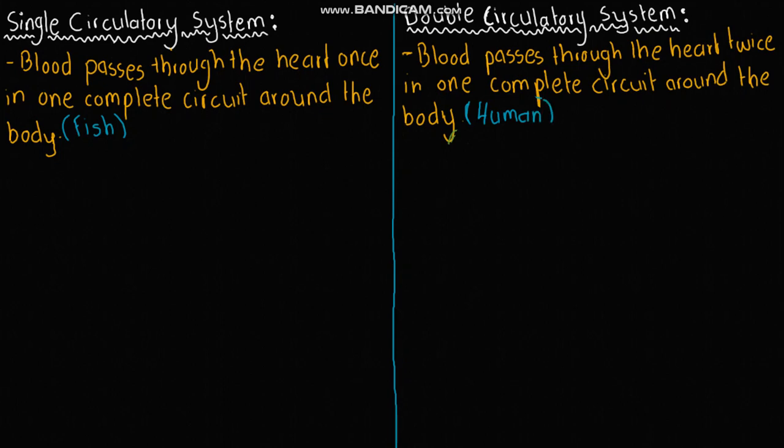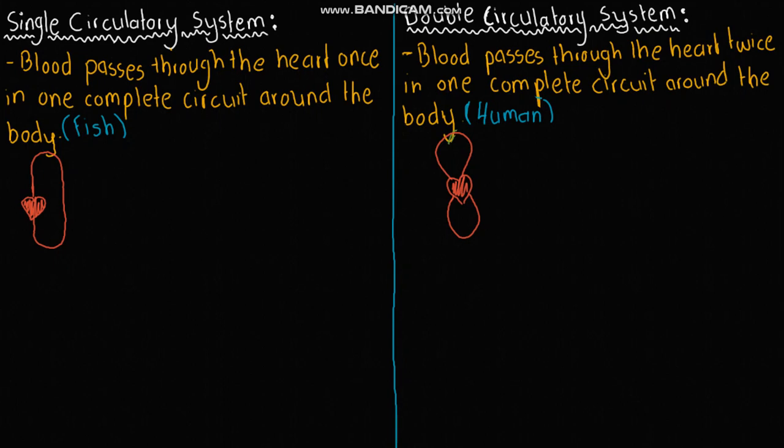Now, for single circulatory and double circulatory systems, we'll draw a rough sketch of how it looks. So over here we have the heart, and there's a blood vessel which transports blood around the body, and it comes back here to the heart again. For humans, what we have is something like this, which I will talk about in a moment. So first we'll talk about this one over here.